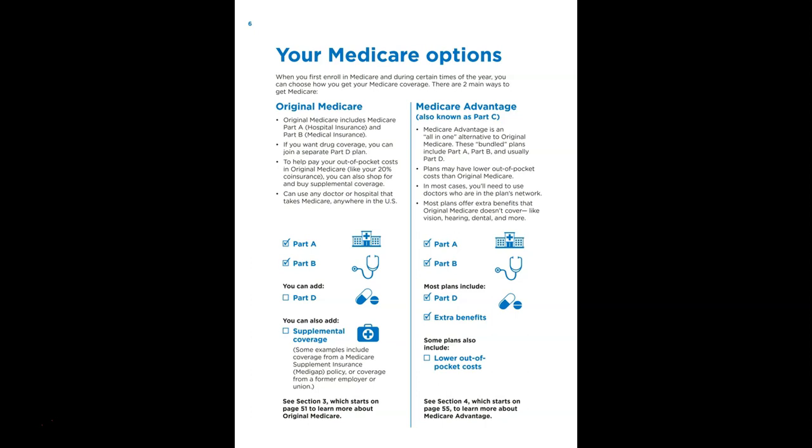With original Medicare, you can use any doctor or go to any hospital that takes Medicare anywhere in the U.S., so you don't have to worry about any type of networks. Now, under original Medicare, if you want to stay with original Medicare Part A, Part B, and you have your drug plan, the type of gap coverage that you would want to get is Medicare Supplement.